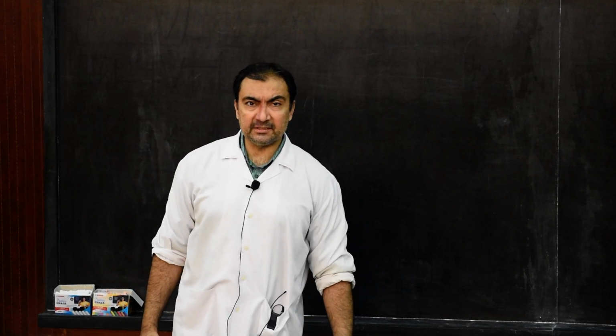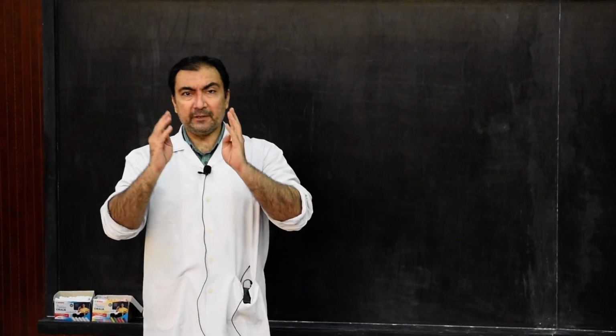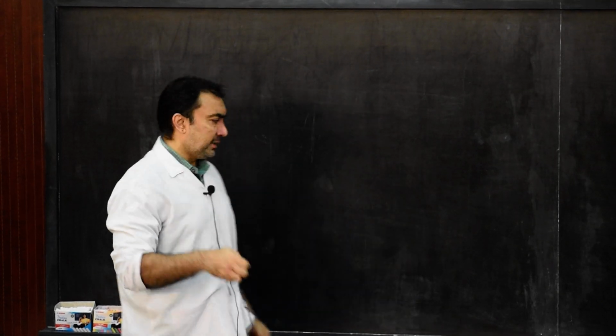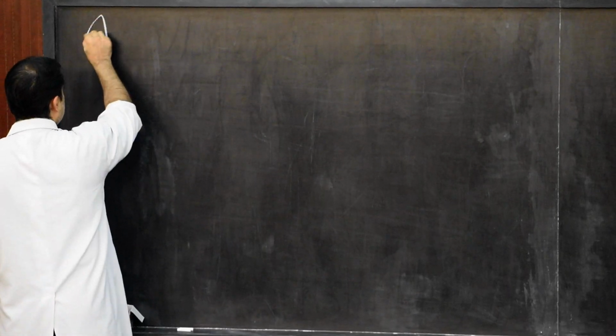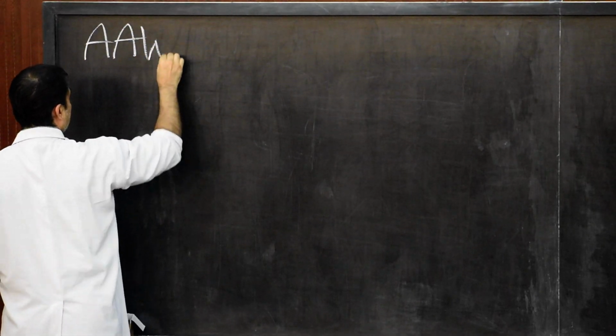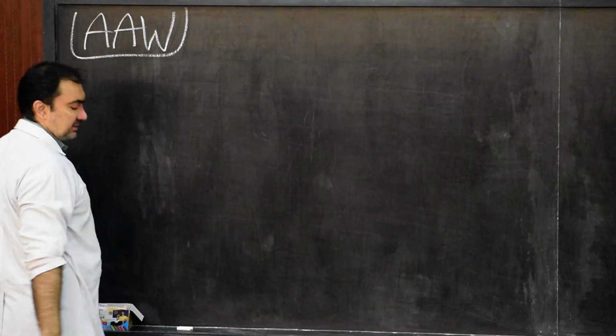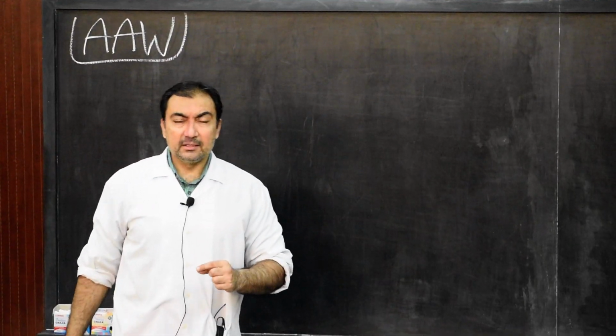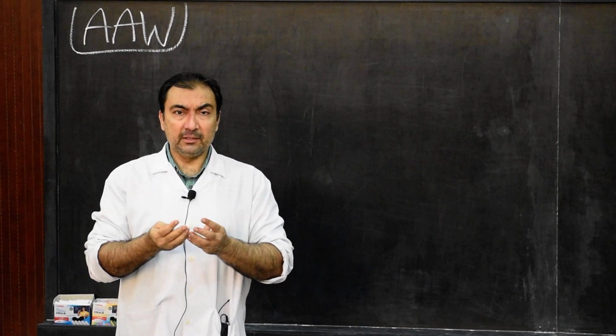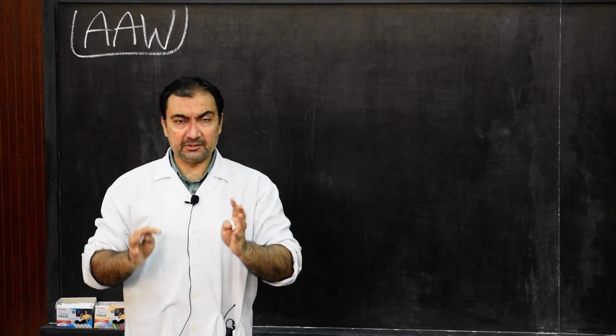Good morning, students. Here we start with our gross anatomy of the anterior abdominal wall. In the last segment we discussed the umbilicus and its importance, and also the various regions of the abdomen.